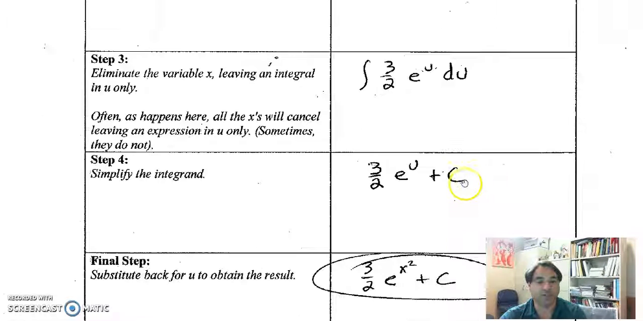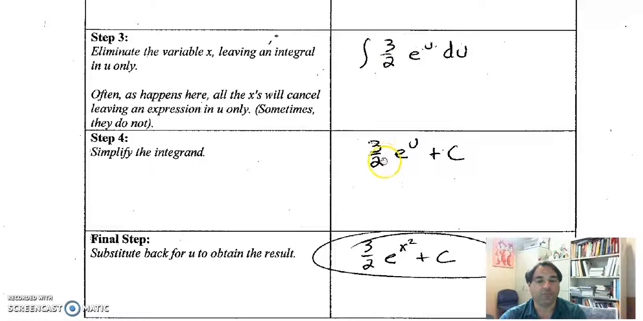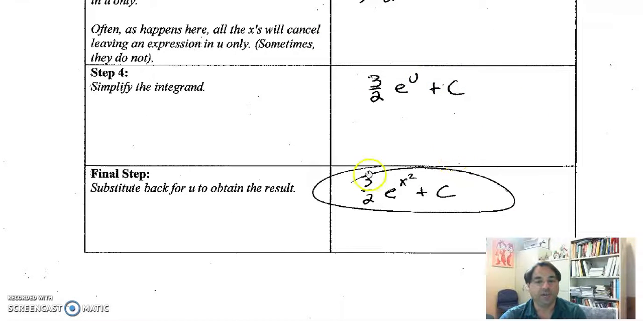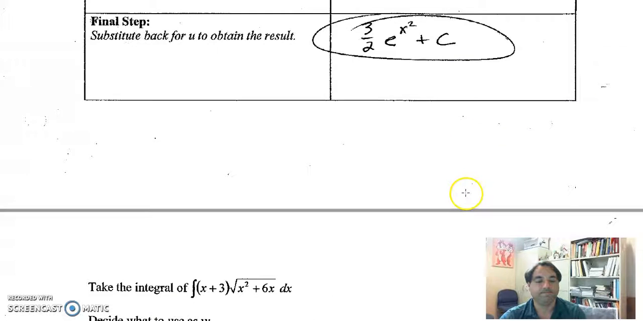Still haven't taken the integral. So to take the integral, the 3 over 2 stays in front. The integral of e to the u is e to the u. Don't forget your plus c. We don't want our final answer in terms of u, we want it in terms of x. So we have 3 over 2 times e to the x squared, because u is x squared, plus c. Okay, and then we'll have some more examples in the next video.